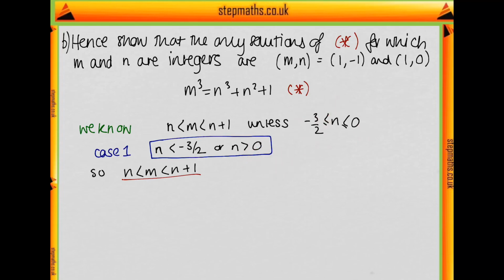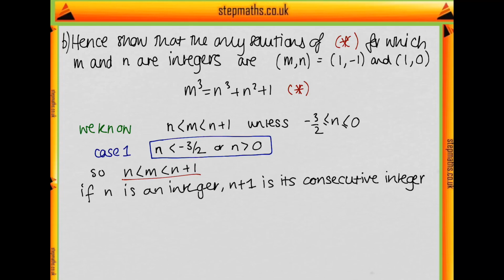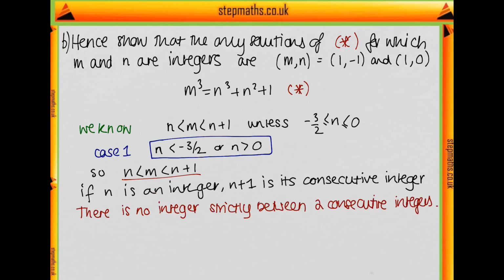So if m is strictly between n and n plus 1, and n is an integer, n plus 1 is also an integer. So n and n plus 1 are consecutive integers, and with integers there cannot be another integer between two consecutive integers. So we can say that because there's no integer strictly between two consecutive integers, there are no solutions in this case. There is no integer value that m can take.